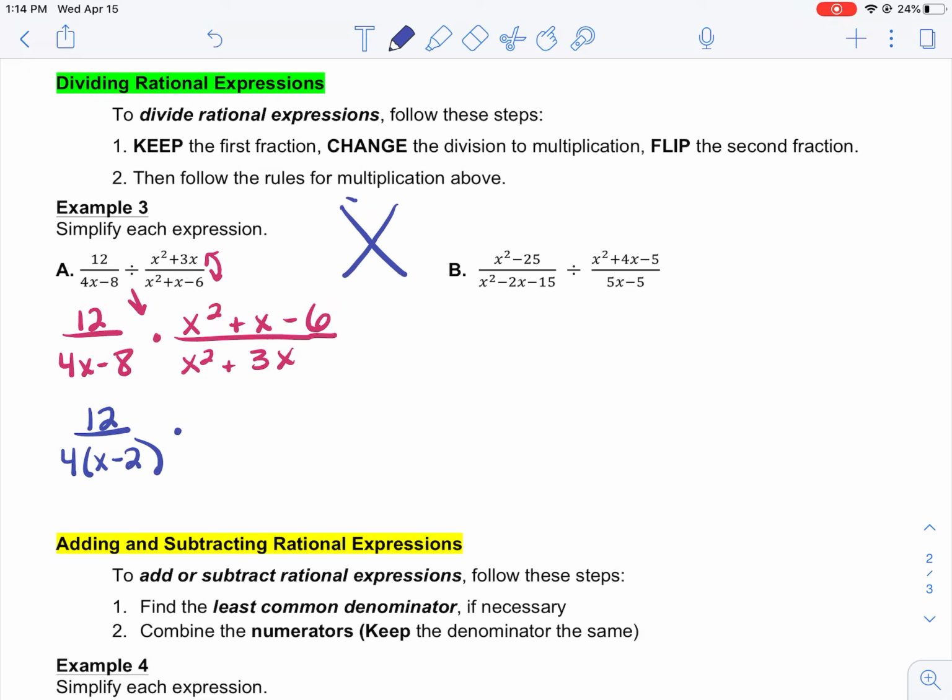And then I need a diamond. I need two numbers that multiply to -6 and add to +1. So we can use 3 and -2. So I'm going to write x plus 3 times x minus 2. Then these ones are a little tricky. x squared plus 3x, that's a GCF problem. Take an x out and you get x plus 3.